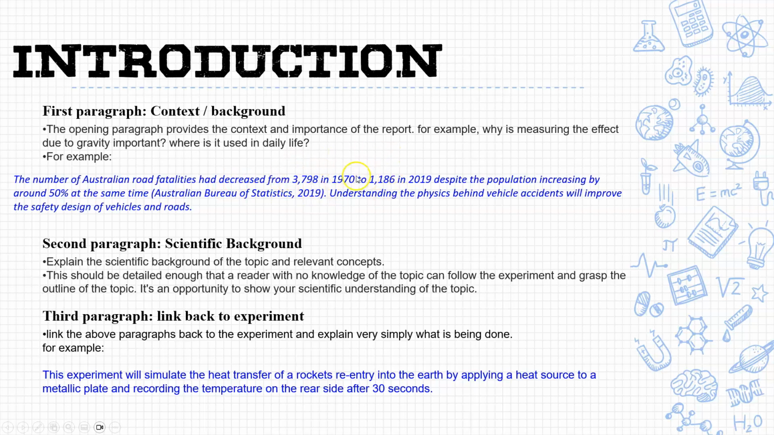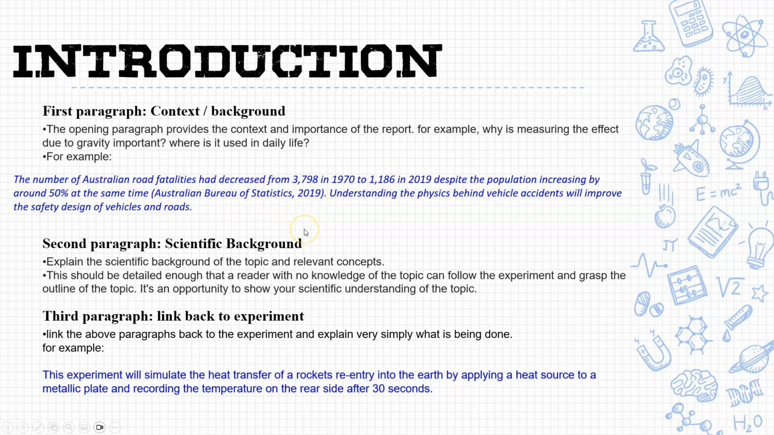If you've got data, that's awesome. Throw it in there. We can clearly see a decline in fatalities despite a massive population growth. And then we've just thrown in a little sentence saying, understanding this will help improve the safety of vehicles and roads. So we can see this practical report is trying to improve vehicle safety and road safety. It's not just trying to go, oh, what's the effect of these two things?